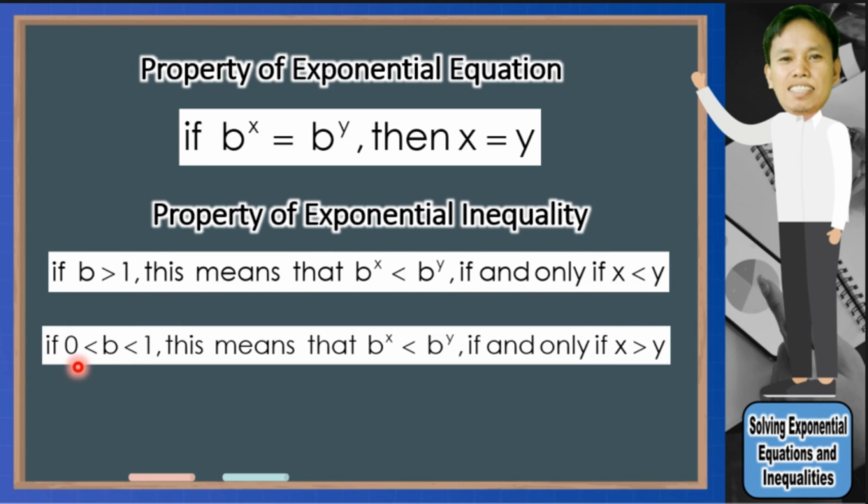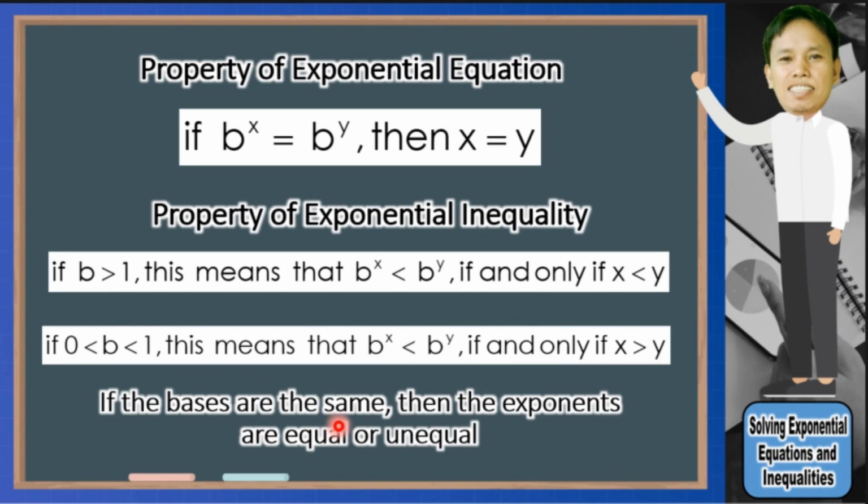And the second property is if 0 is less than b and b is less than 1, this means that b to the power of x is less than b to the power of y if and only if the exponent x is greater than y. So, if b is less than 1, the direction of the inequality is reversed with respect to the exponent. Therefore, if the bases are the same, then the exponents are equal or unequal.